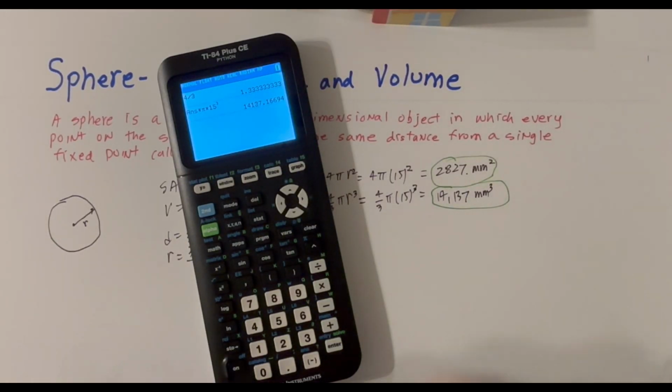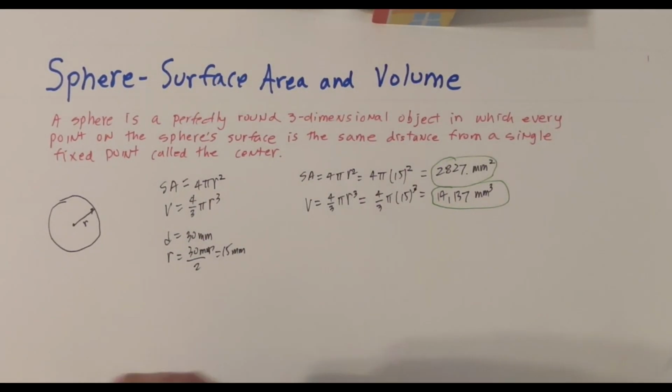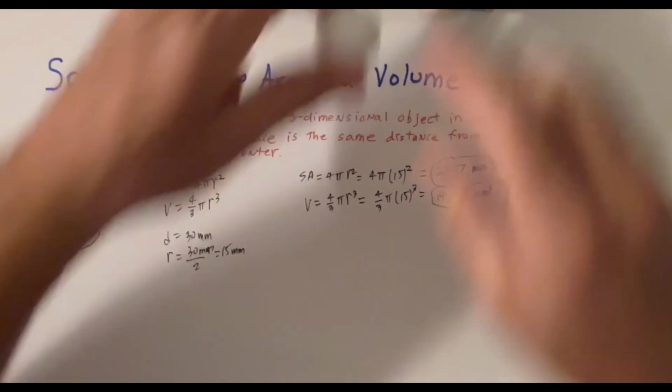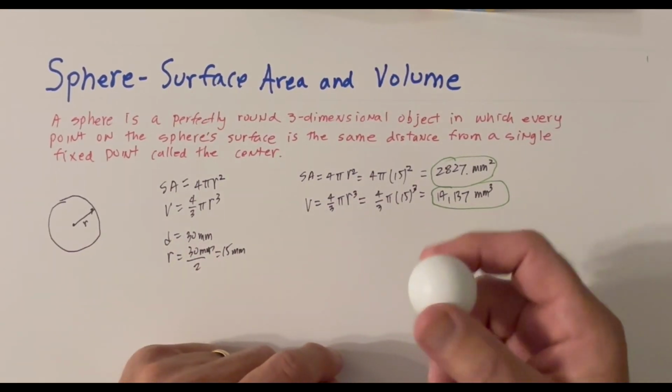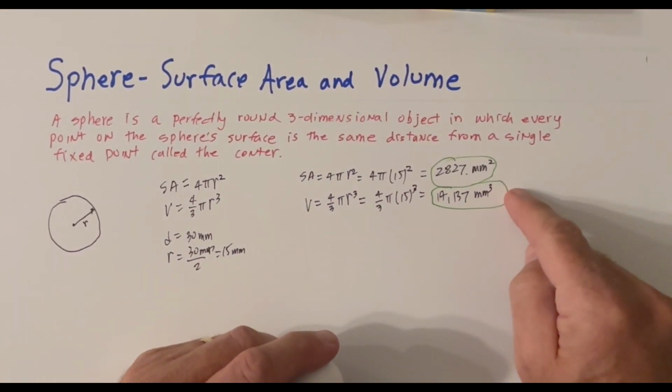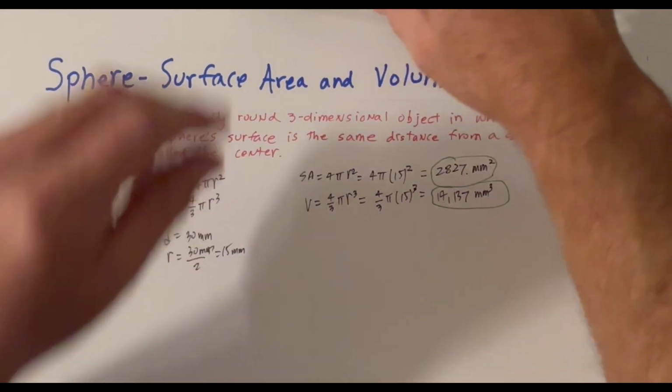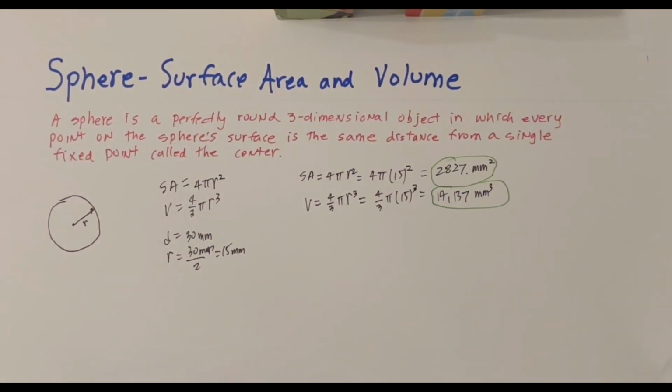So in this video, what we did was we calculated the surface area and then the volume, how much space it takes up. And here are our answers. I hope you got something out of this, learned a little bit about spheres and calculating the surface area and the volume. And thank you for watching.